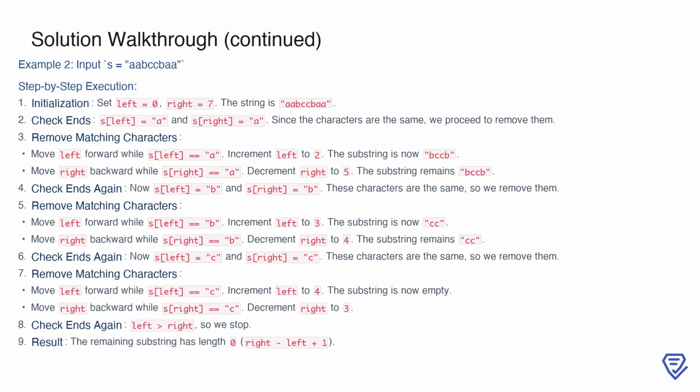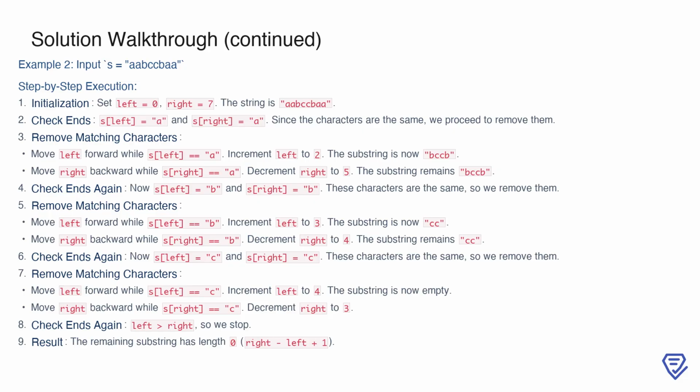Next, we check the updated ends, s[left] is b and s[right] is also b, so we remove these matching characters as well. Moving left forward while s[left] is b increments it to index 3, leaving the substring cc. Moving right backward while s[right] is b decrements it to index 4, so the substring remains cc.